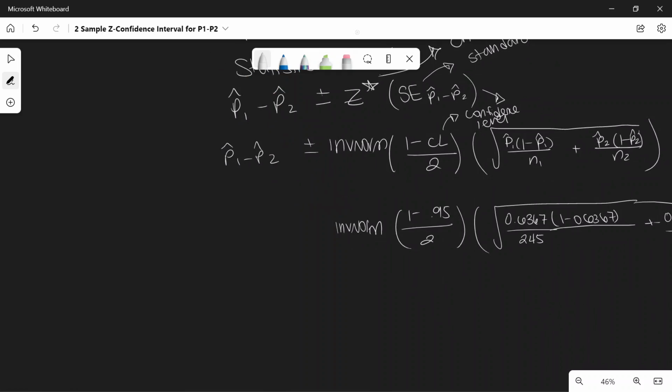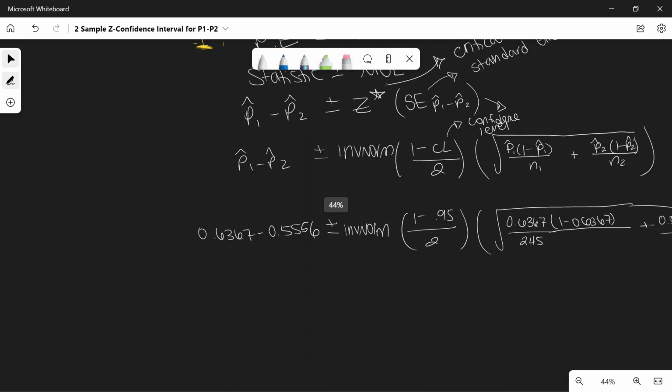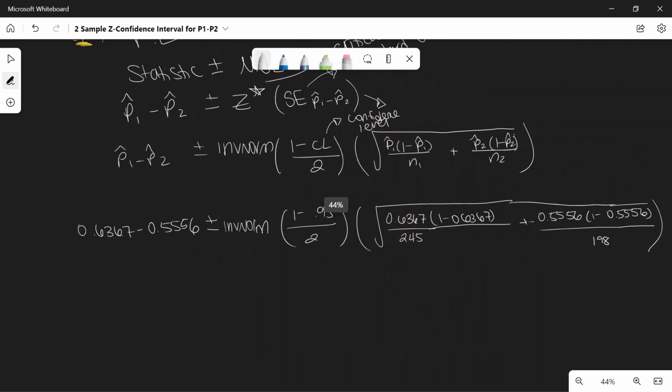And then we're going to plug in P hat 1, which is 0.6367 minus 0.5556, right? And then this over here should give us something around 0.0811, right? The point estimate, plus or minus, we're going to get to this part, I'm going to leave that there. And then times this number over here, which should give us a big number, 70, 49359. You could round if you want, but I don't like rounding until the end.